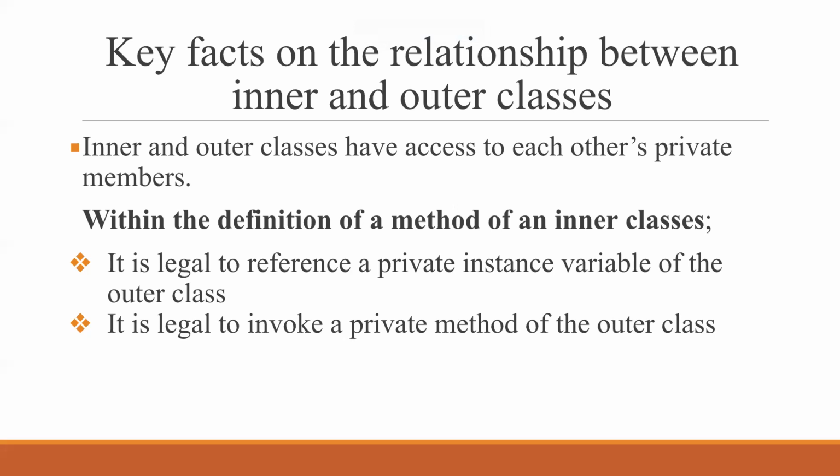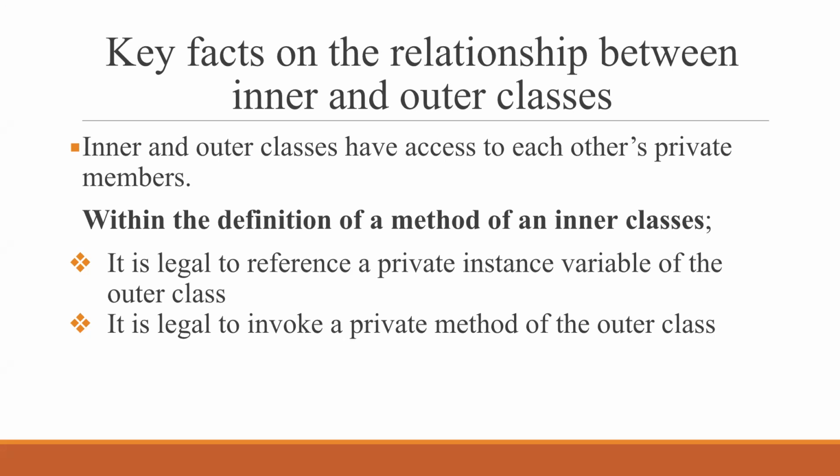Inner and outer classes have access to each other's private members. We looked at this. This is very key, and I've already demonstrated that in the code. So Andrew, it is okay in Java that if you have an inner class, it can access the private members of the outer class. Also, the outer class can access the private members of an inner class.